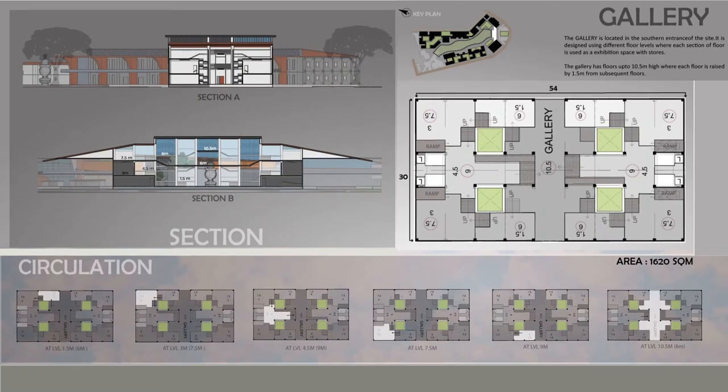The gallery is located in the southern entrance of the site, which is designed using different floor levels, where each section of floor is used as an exhibition space. The gallery has floors up to 10.5 meter high, where each floor is raised by 1.5 meter from subsequent floors.